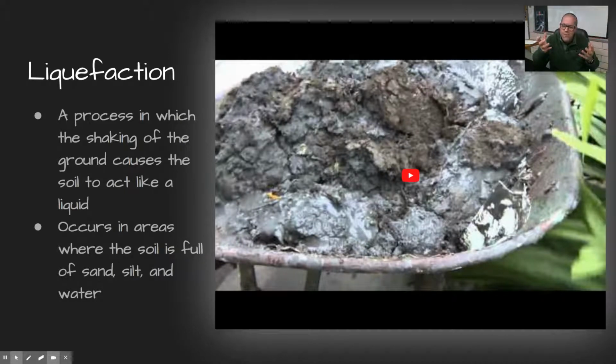Okay? So you saw the material in that wheelbarrow. If you would have built anything over top of material like that, you would have lost it. Okay? That's one example of liquefaction.